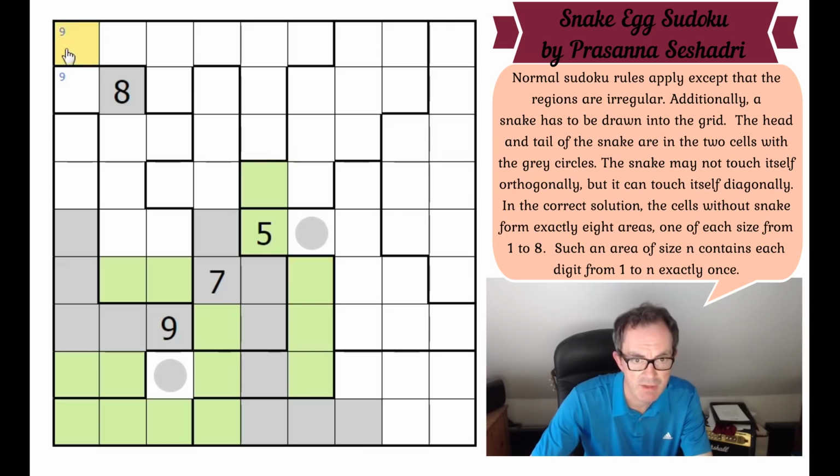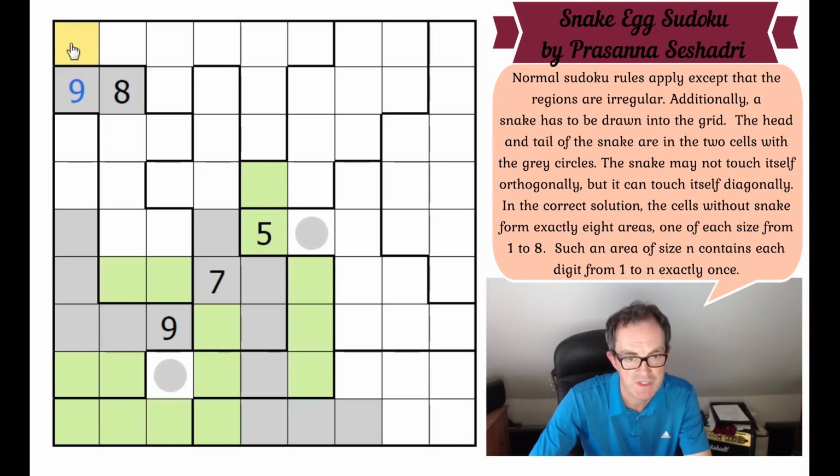Well, if it's here, that doesn't work, because if this is snake, it's not the head or tail of the snake, so the snake has to enter and exit this corner. It would have to take both those cells, and now the snake has touched itself orthogonally. Naughty snake. Not allowed to do that. So this cell cannot possibly be the 9. This is the 9 and is snake.